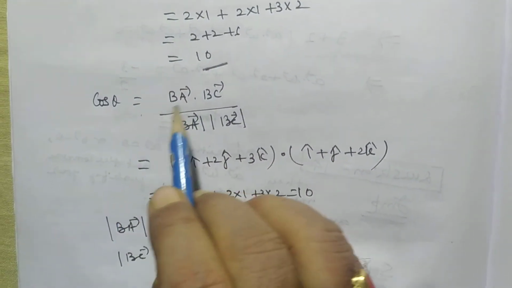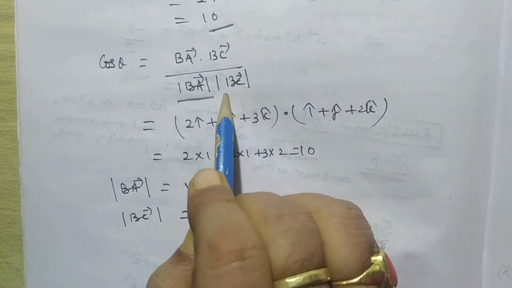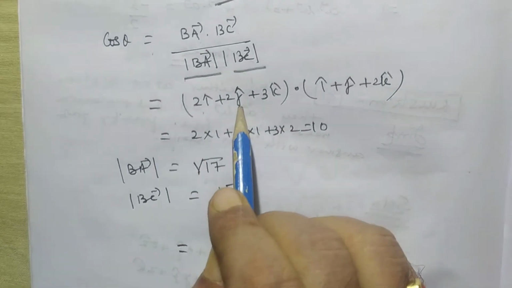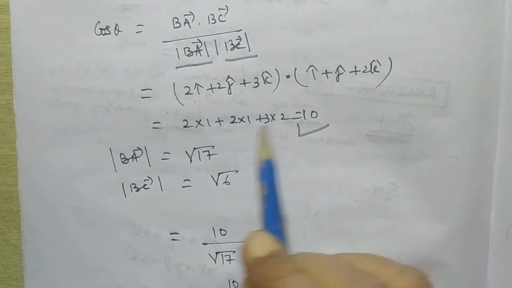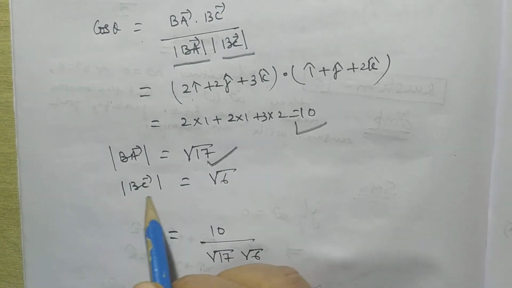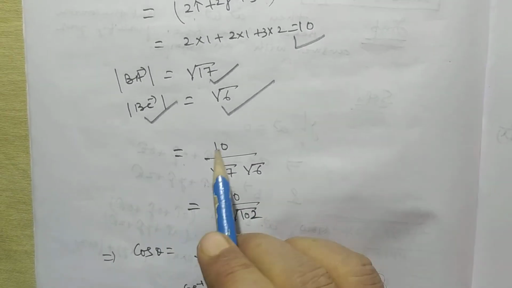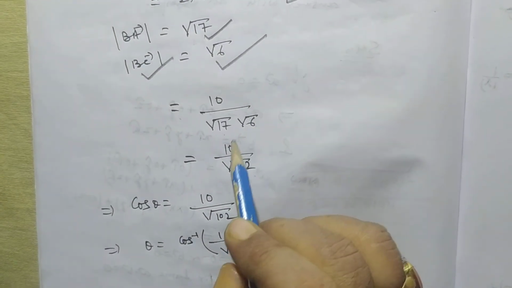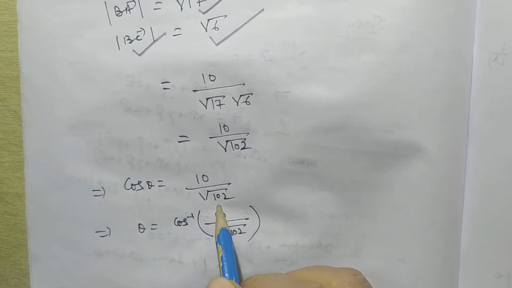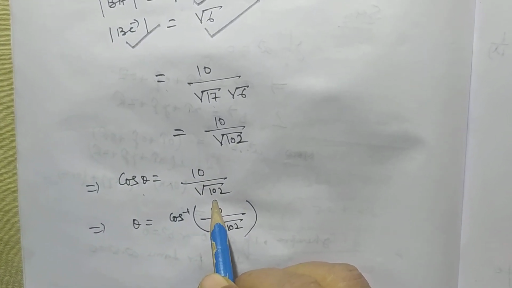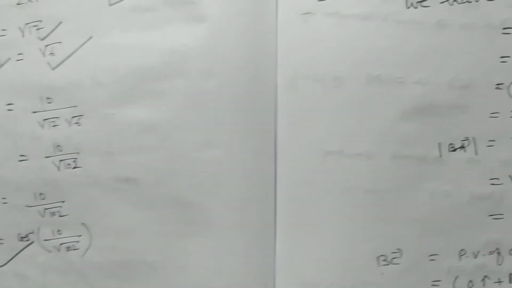So cos theta is equal to vector BA dot product with vector BC divided by magnitude of BA times magnitude of vector BC. So 2i plus 2j plus 3k dot product with i plus j plus 2k, and it will be 10. Magnitude of vector BA is root 17. Magnitude of vector BC is root 6. It will be 10 by root 17 into root 6, that is 10 by root 102. So cos theta is equal to 10 by root 102. So theta is equal to cos inverse of 10 by root 102.